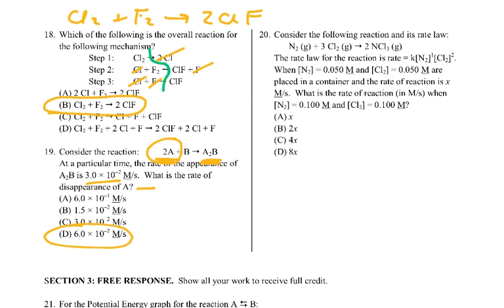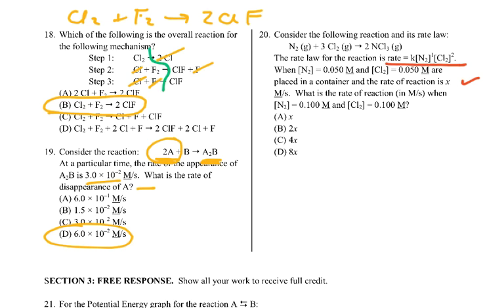Okay, last question in the multiple choice. Consider the following reaction and its rate law. Okay, the rate law is this guy. So first order with N2 and second order with Cl2. When N2 is 0.05 and chlorine is 0.05, and they're placed in a container, and the rate of the reaction is X, what is the rate of the reaction when N2 is 0.1 and Cl2 is 0.1?